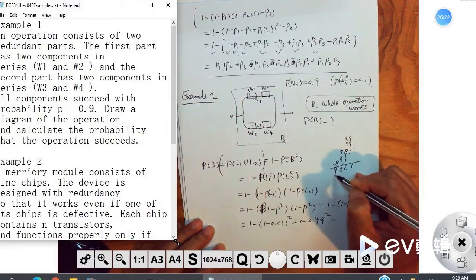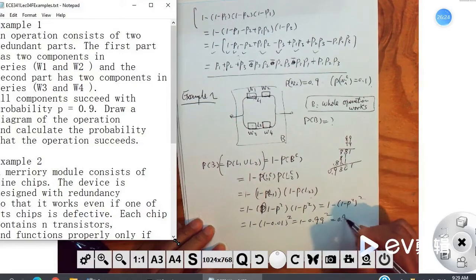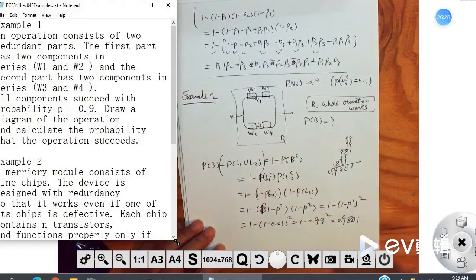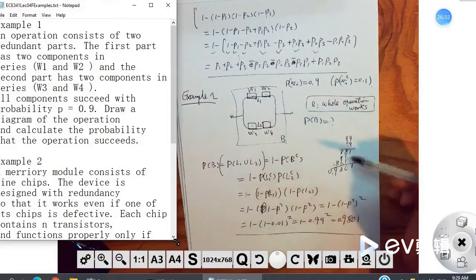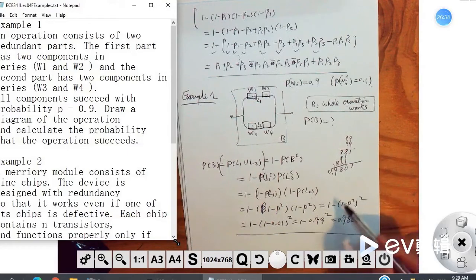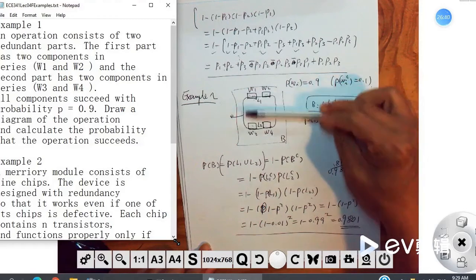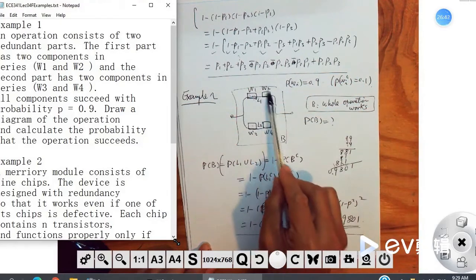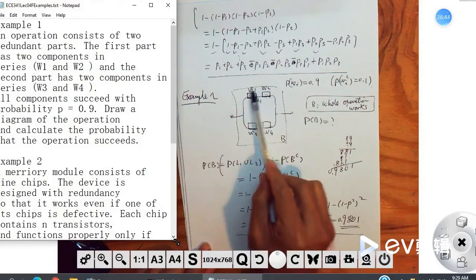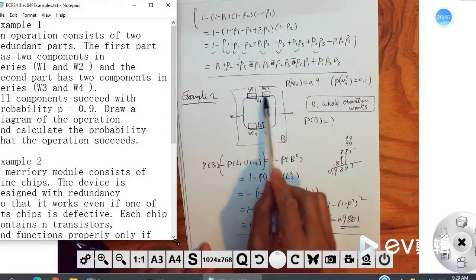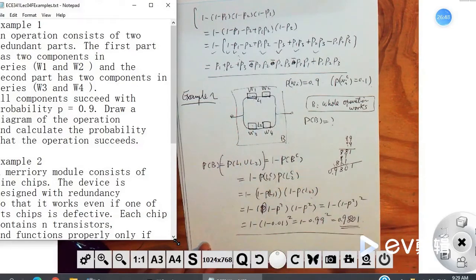Okay, 0.90 is a percentage. So we had a probability of the whole thing, whether the whole thing works. The probability is this one. The whole structure is parallel, but each part of the parallel connection is a cascade connection, like this.